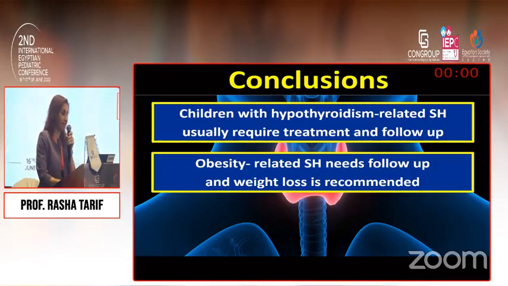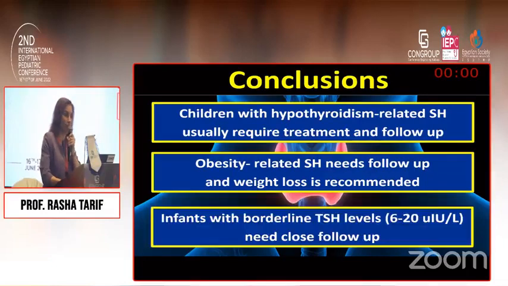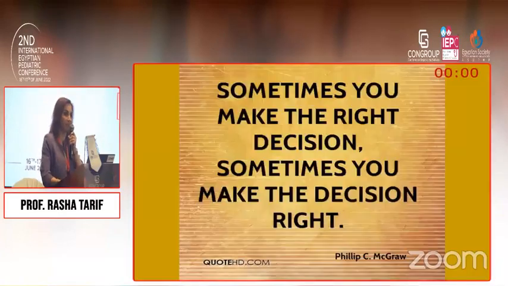Obesity-related subclinical hypo needs follow-up and weight loss. Don't treat subclinical hypo in obese, tall children. What we need is to advise healthy lifestyle and weight loss, and they will do nicely and it will resolve. Infants with borderline TSH level from 6 to 20 need close follow-up. Again, don't treat neonates except if the TSH is above 20.